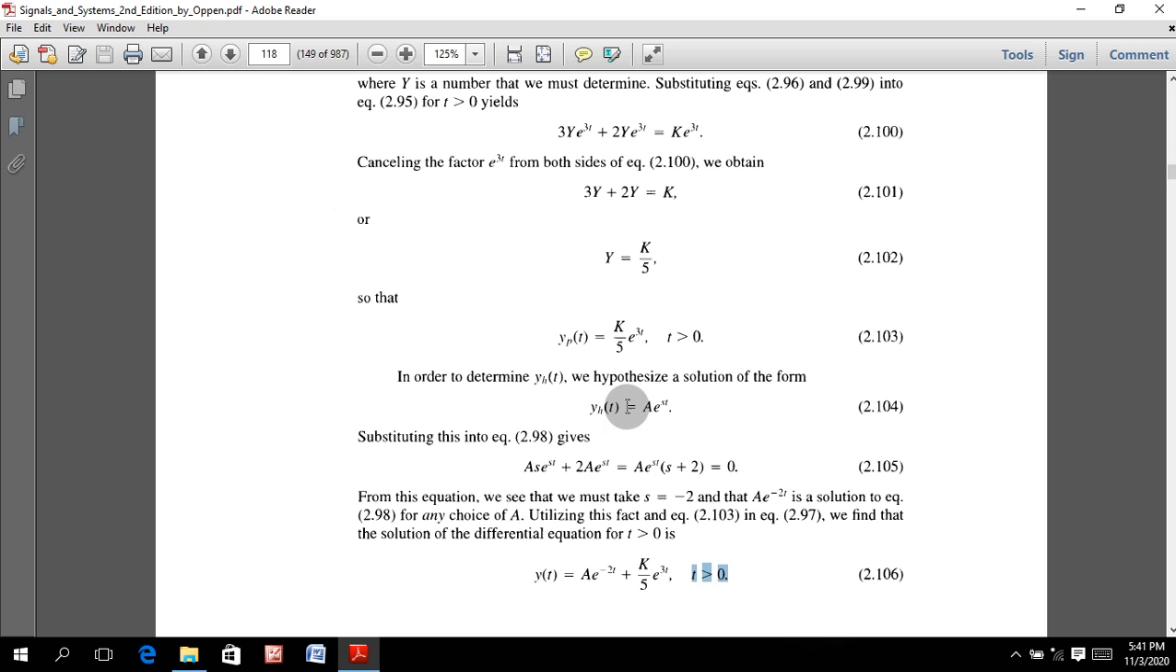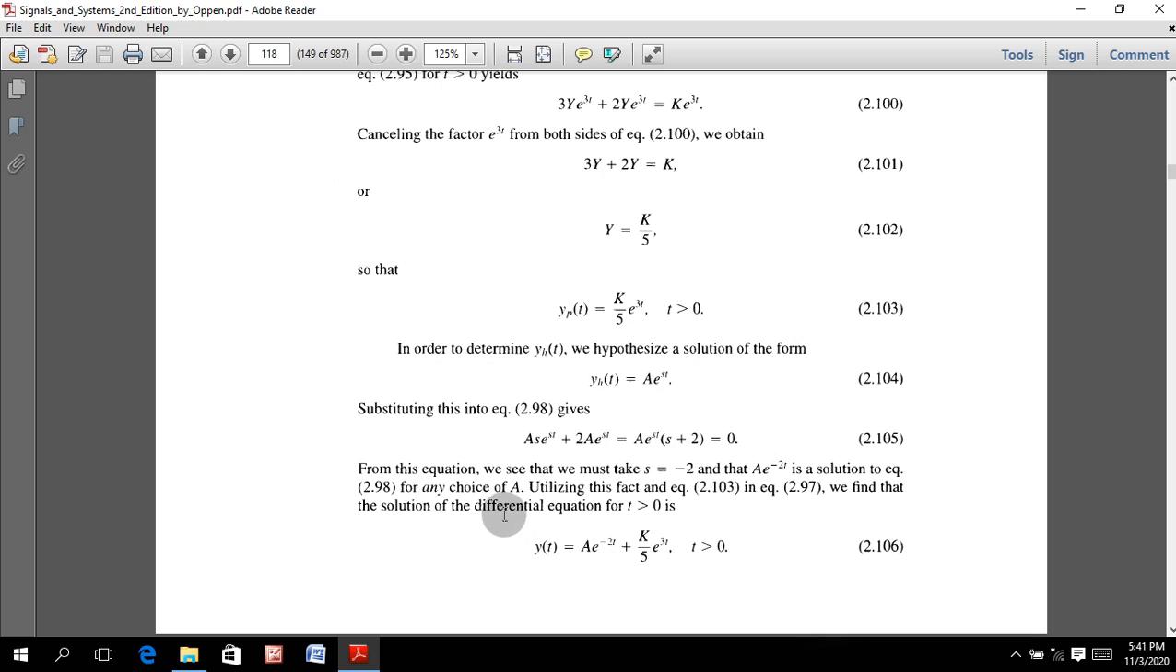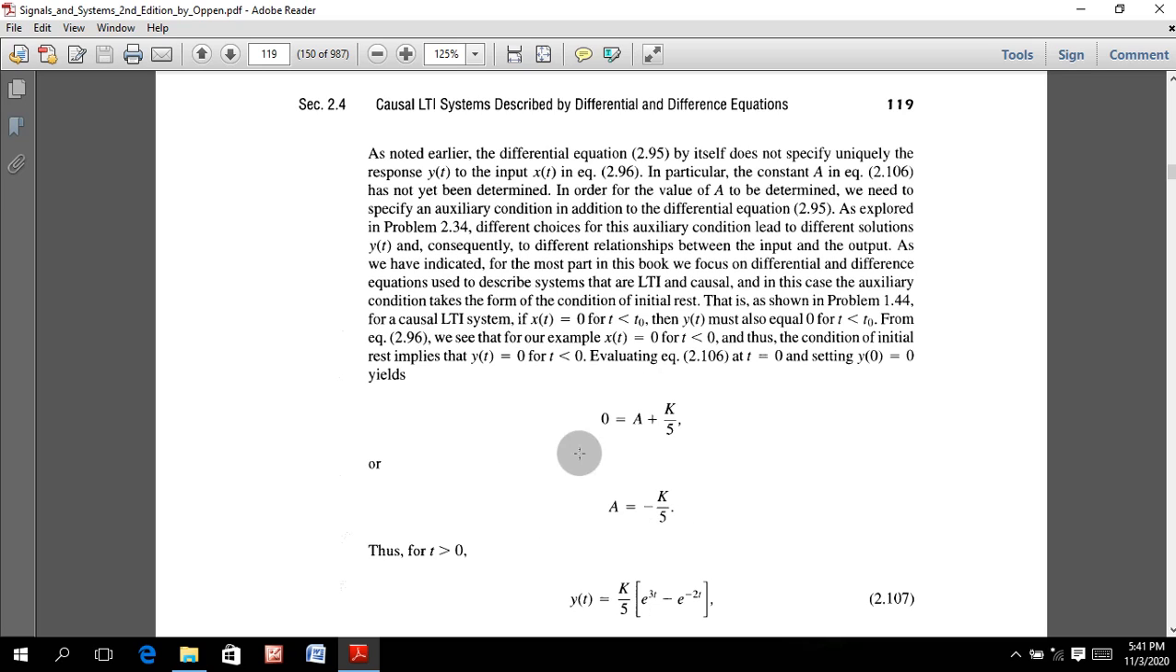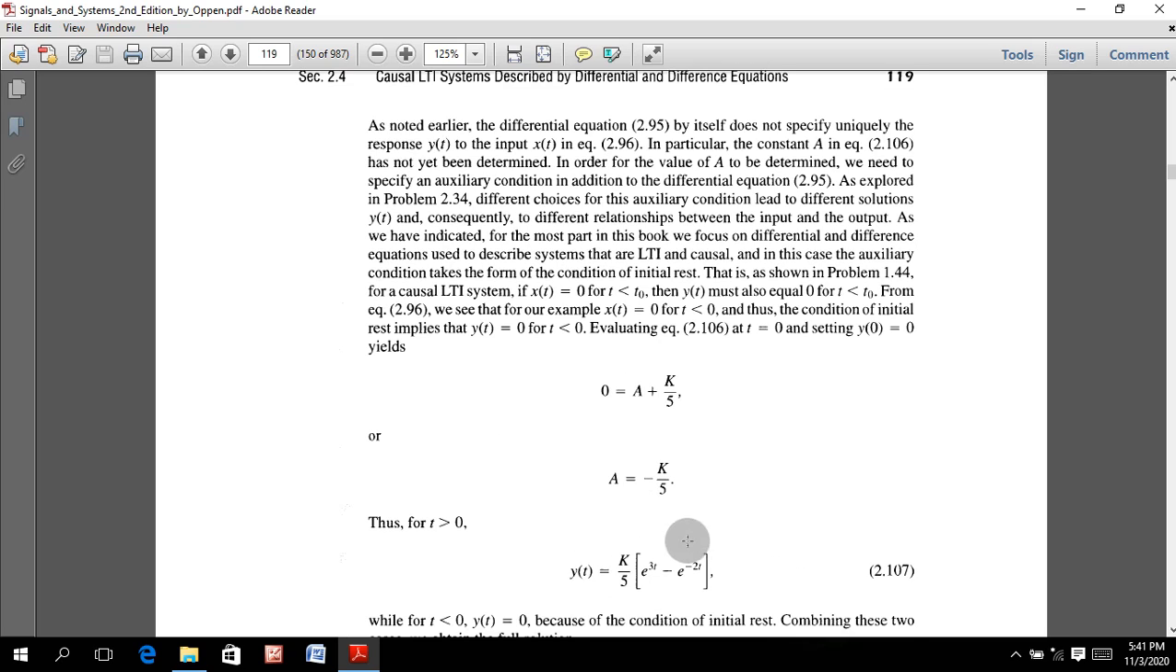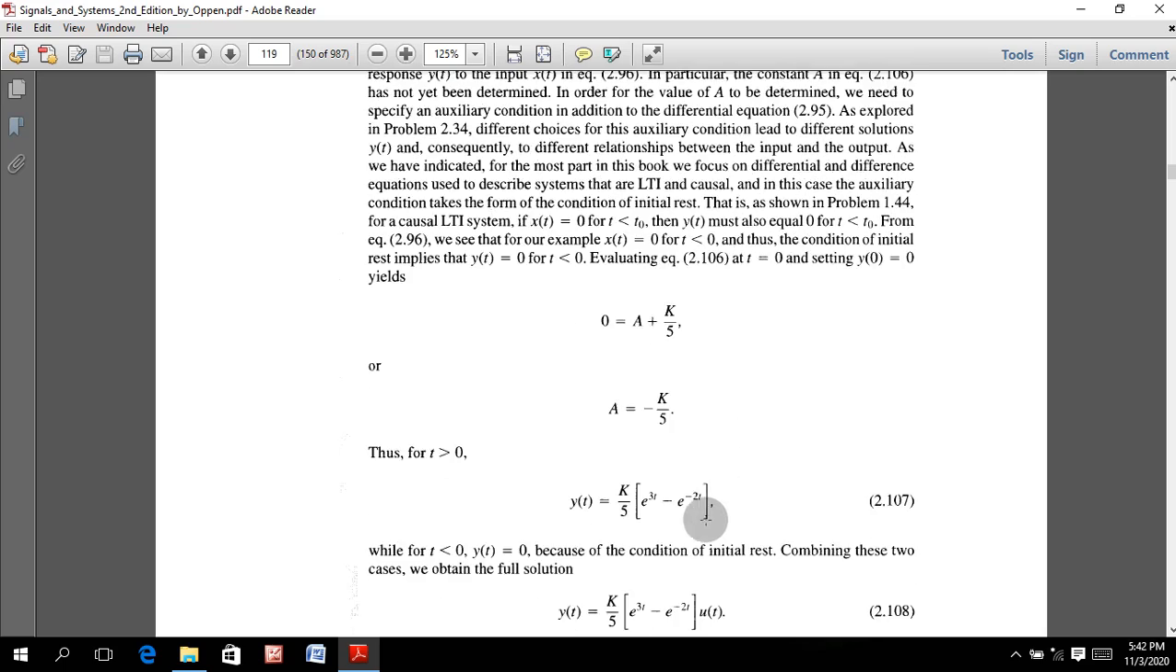Now we are using t to find the value of a. We already know that the condition we have taken here is very similar to the input signal. By using the initial condition where the system doesn't fade with the input signal, we put the value t is equal to 0. By doing that, we find this solution from this specific solution. We get a is equal to minus k by 5, and we again put this value into equation 2.106, and we will find the output signal.